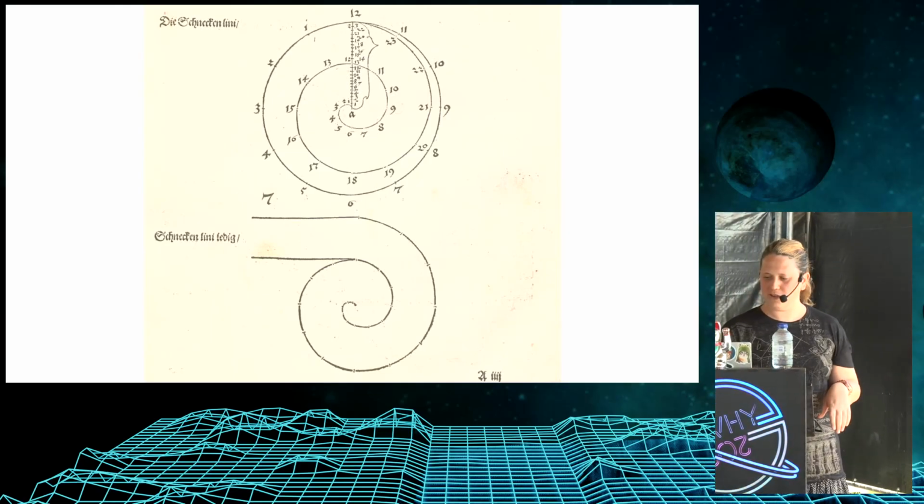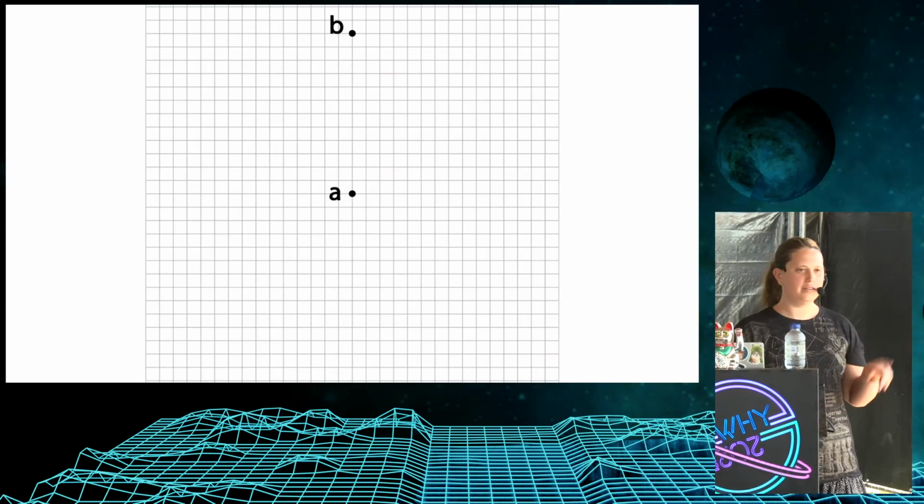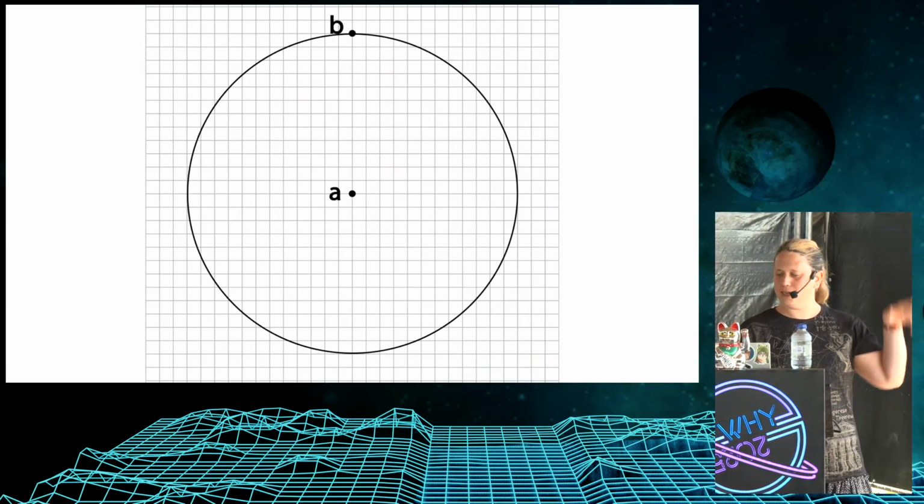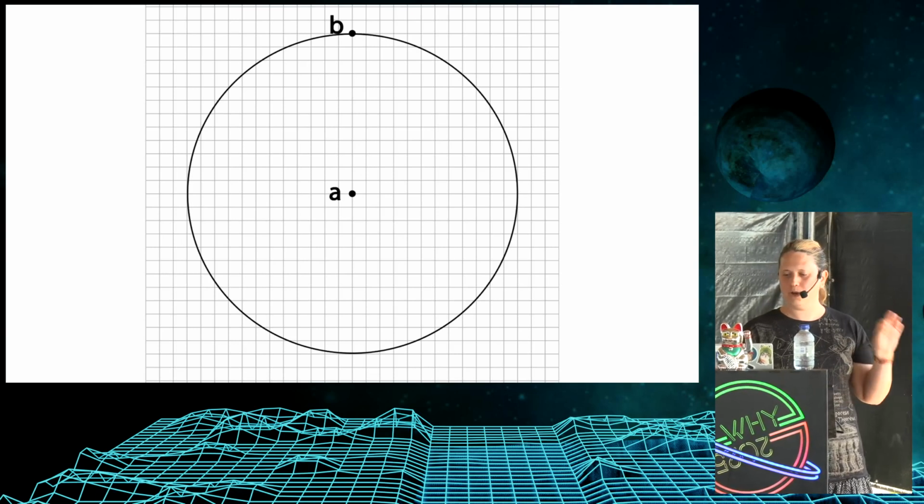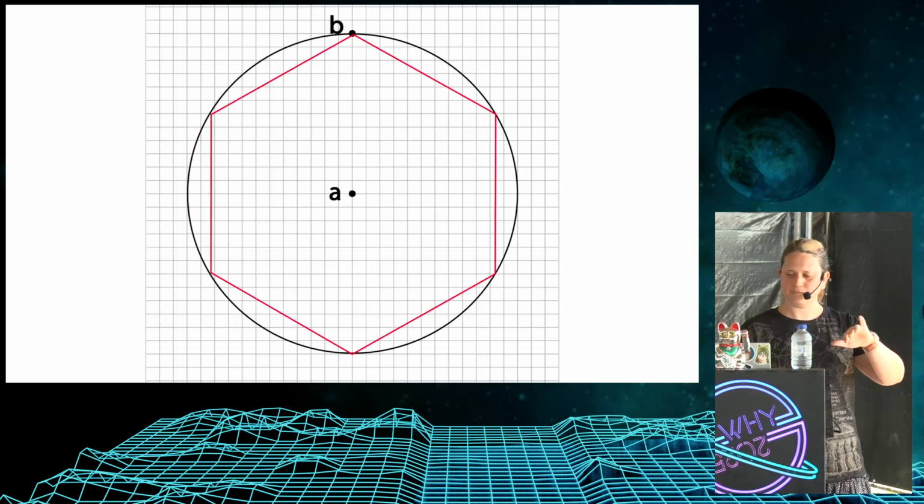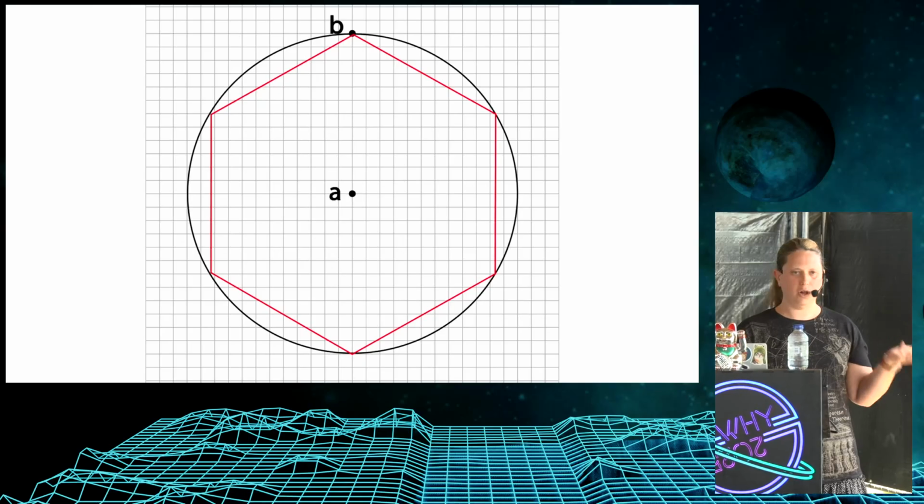Don't worry, it's very fun. We're starting with a blank canvas. We're taking 2 points, A and B, and drawing, using our compass, a circle with the center at point A that goes through point B. Then we're going to draw a 6-sided polygon.